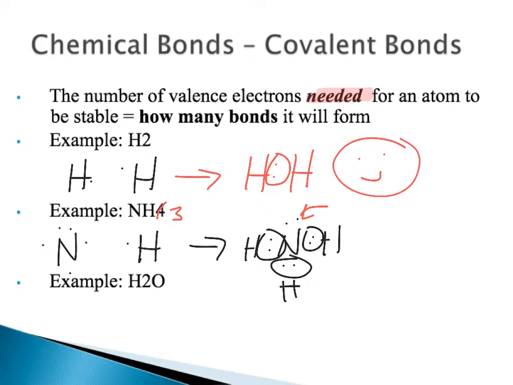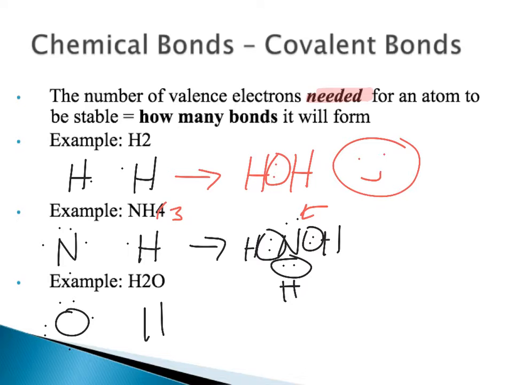And then the last example we have is H2O. So oxygen is in column 6, so it has 1, 2, 3, 4, 5, 6 valence electrons. So it needs 2 electrons to get to 8.